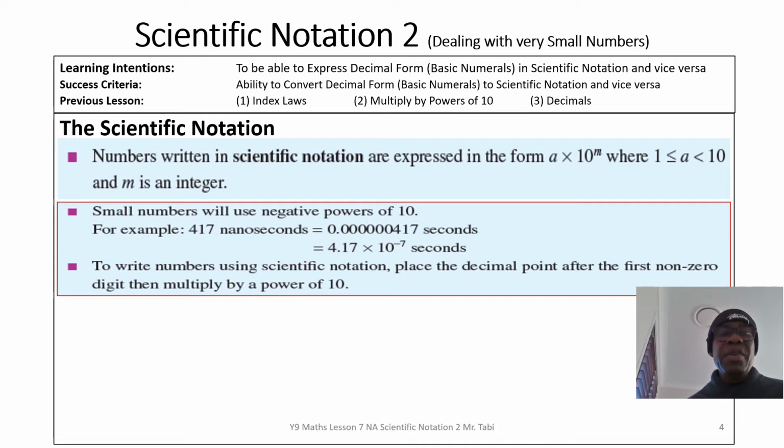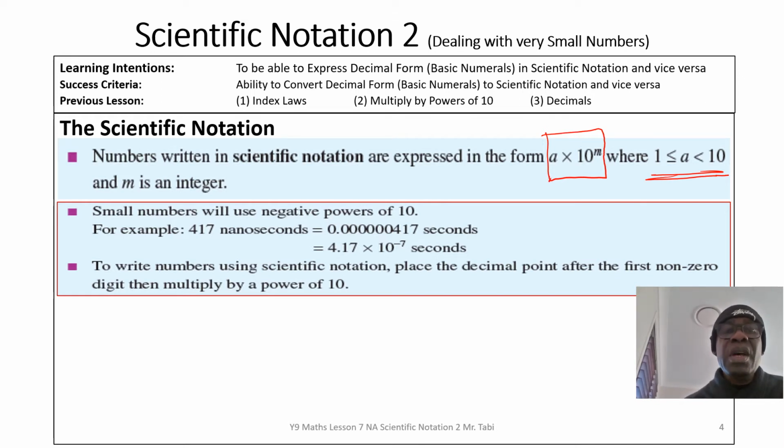So, scientific notation dealing with small numbers. Again, we write it in the form a times 10 to the power of m, where a is equal to 1 or less than 10. It includes 1, it does not include 10. It cannot be 10. It should be a single digit between 1 and less than 10, and m is an integer.